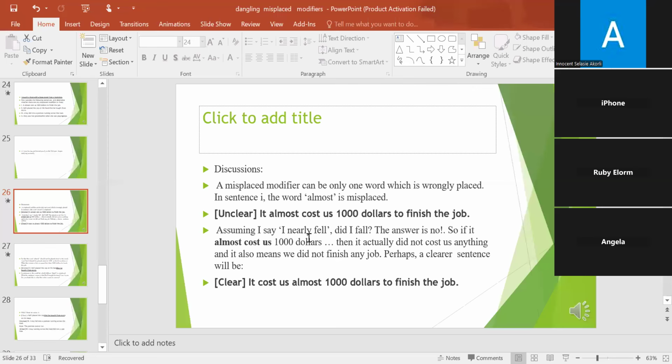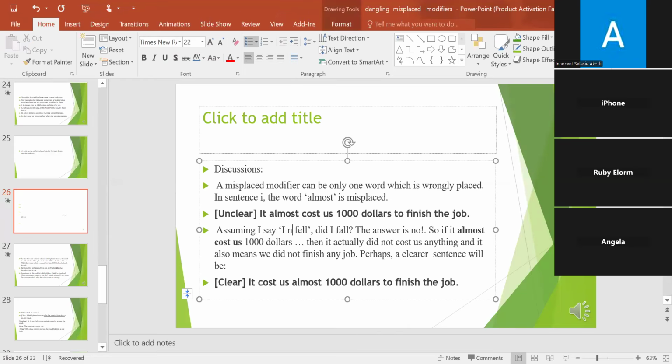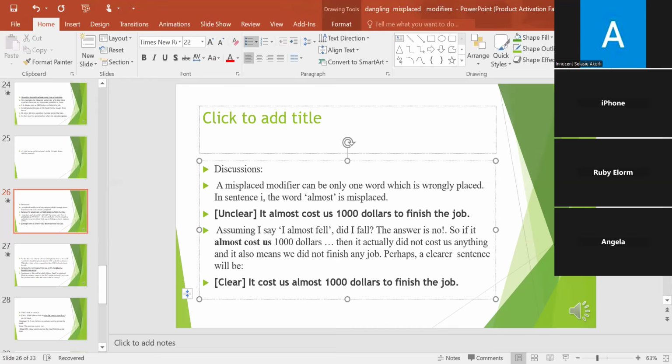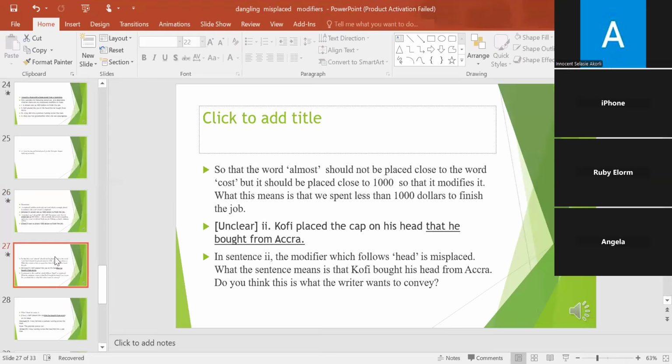If I say I almost fell, that means the thing didn't happen. The action did not take place. So if you say it almost cost us, it means that the action didn't take place. So that is not supposed to be the correct thing. It cost us almost $1,000. All this means is that we spent less than $1,000.